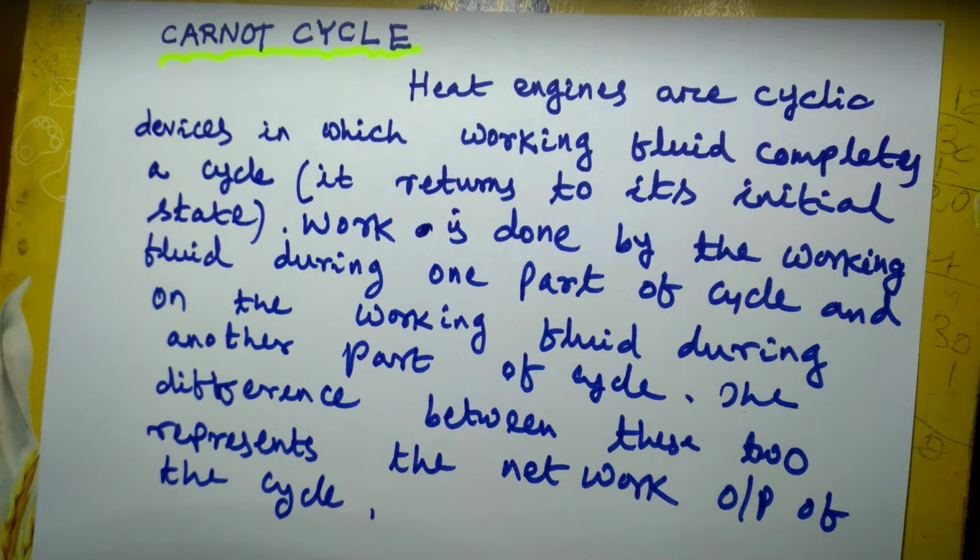If the net work output is maximum, then the efficiency will be maximum. These things are possible only when the processes are reversible, that is, all the processes that make up the cycle are reversible. Only then will the efficiency and net work output of the reversible cycle be maximum.